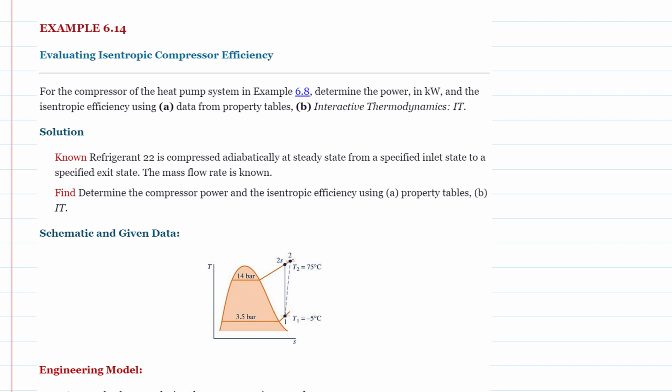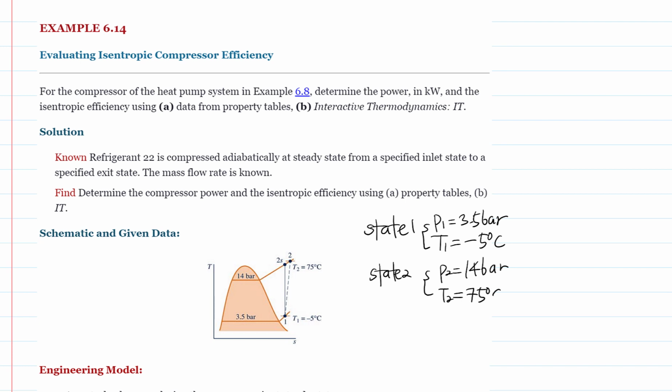So in example 6.8, what is given as state 1? Pressure is 3.5 bar, temperature negative 5 degrees Celsius. State 2, pressure 14 bar, temperature 75 degrees Celsius. We want to determine the isentropic compressor efficiency, which can be expressed in terms of enthalpy change, h2s minus h1, divided by h2 minus h1.